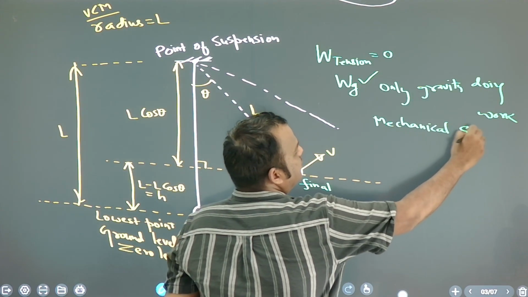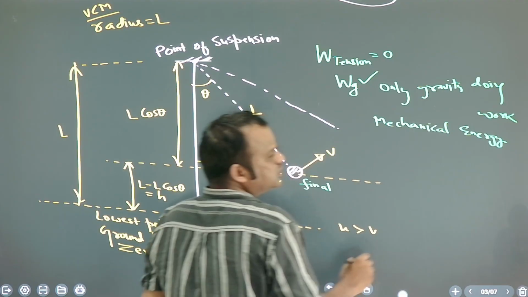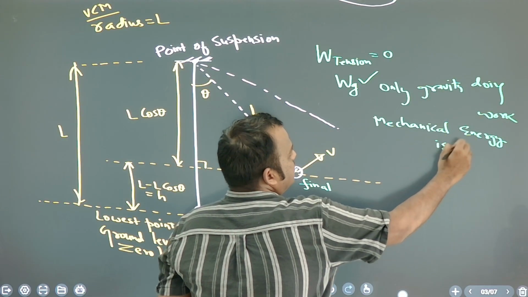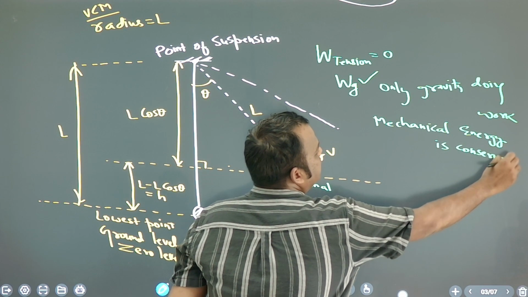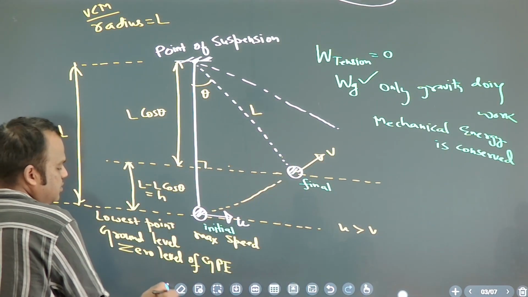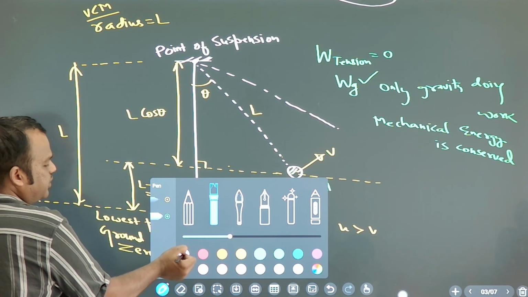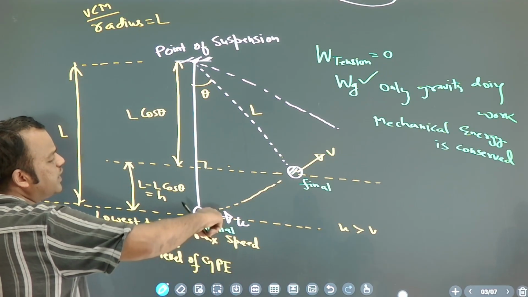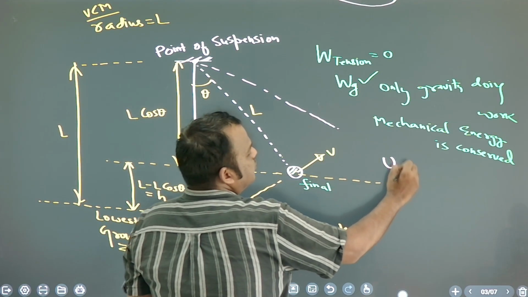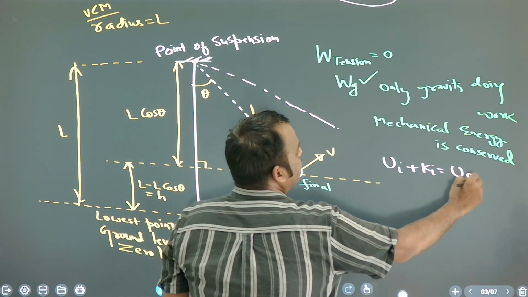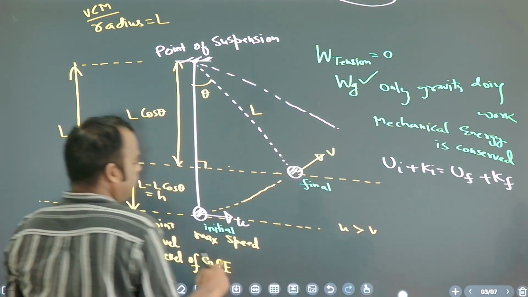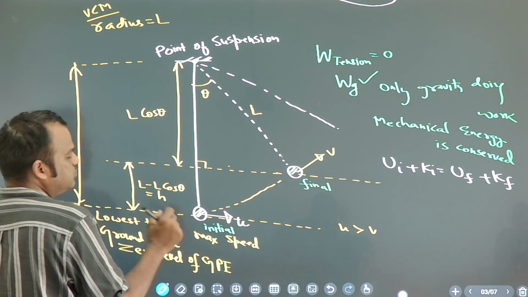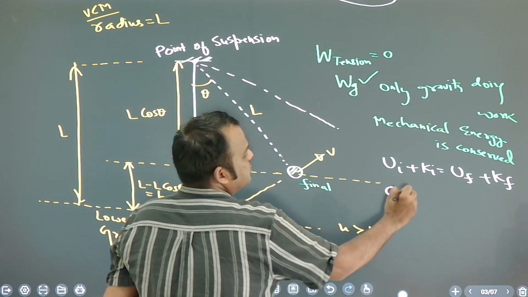What type of force is gravitational force? Conservative force. So mechanical energy is conserved when spring force, gravitational force or electrostatic force are doing work. Now U initial plus K initial is equal to U final plus K final. What is U initial? Tell me, zero level. So U initial is 0. Good. What is K initial?